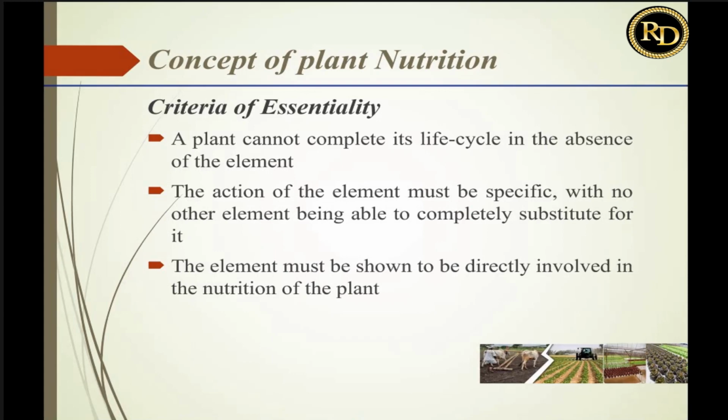The action of the element must be specific, meaning it cannot be replaced. Suppose nitrogen is doing vegetative growth, that cannot be replaced by any other nutrient. That type of nutrient is classified as an essential nutrient. The element must be shown to be directly involved in the nutrition of the plant. So these are the criteria based on which scientists have classified that these 16, 18 or 19 elements are essential for plant growth. And that is the basis from where this hydroponic technique started.